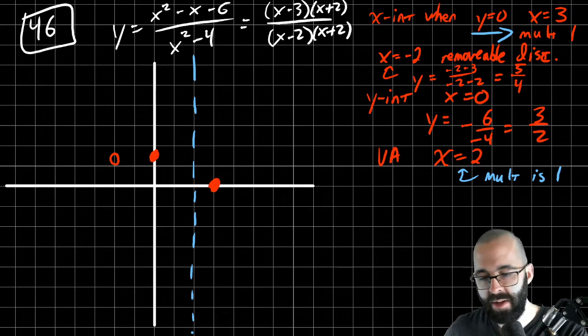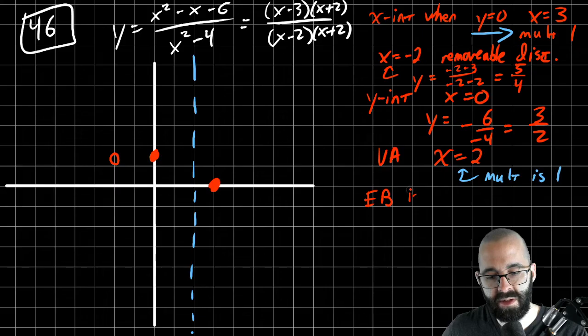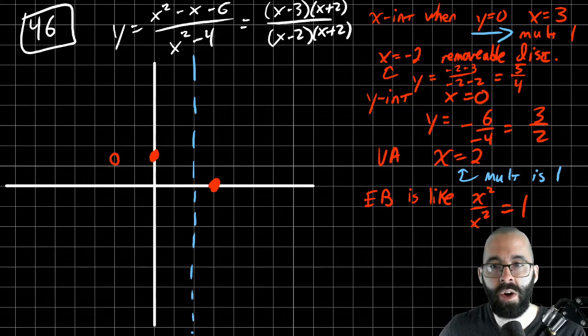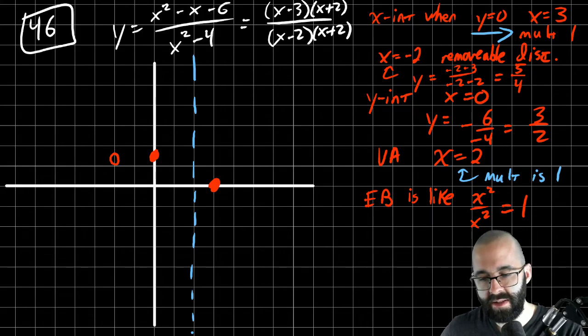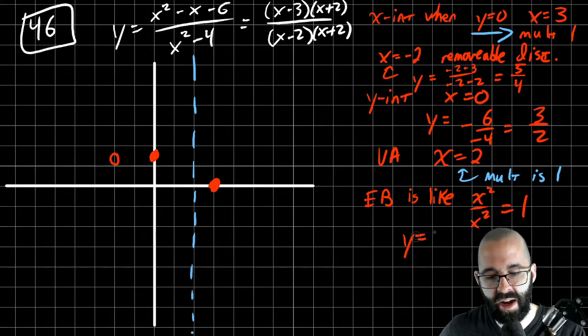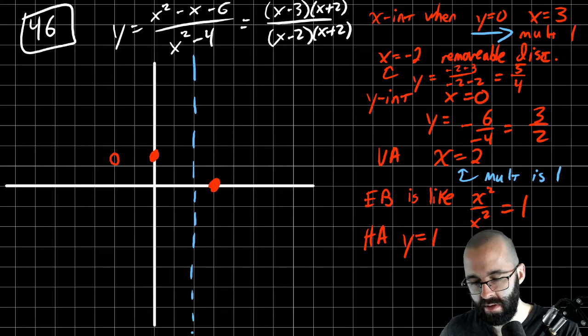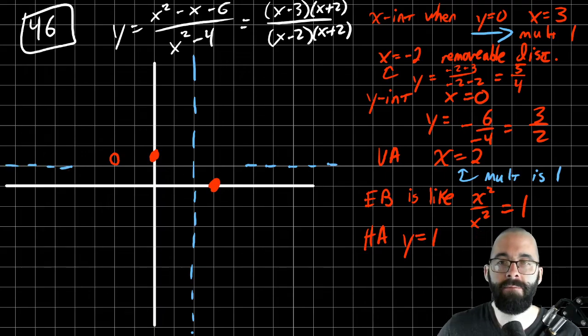Horizontal asymptotes look at end behavior. And the end behavior looks at the leading terms. x squared over x squared. Okay, so the end behavior is like 1. The horizontal asymptote of y equals 1. So again, we might cross it in the middle, but eventually at the ends, we're going to approach the line y equals 1.